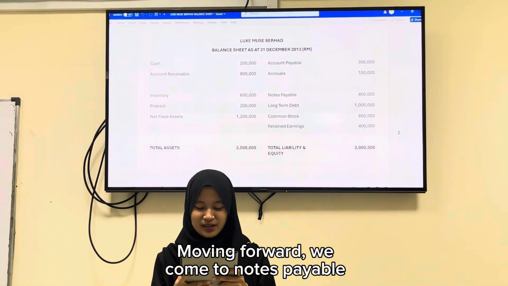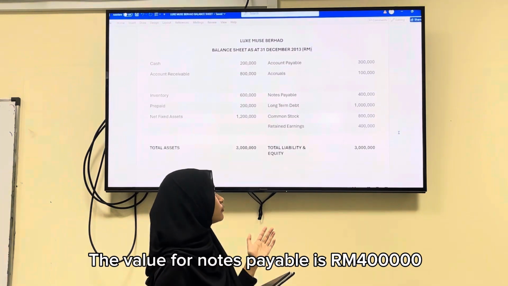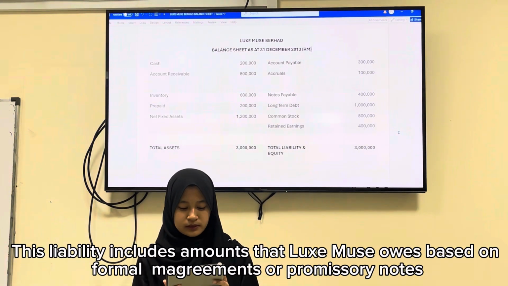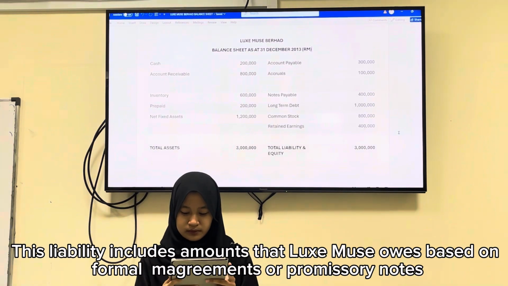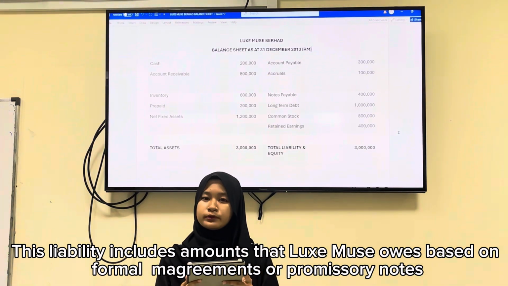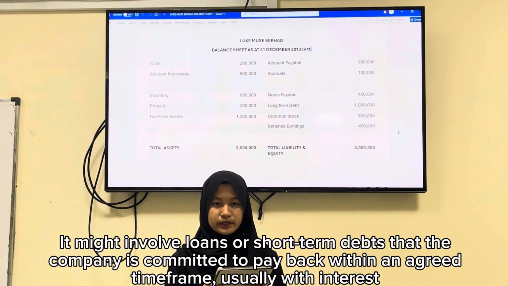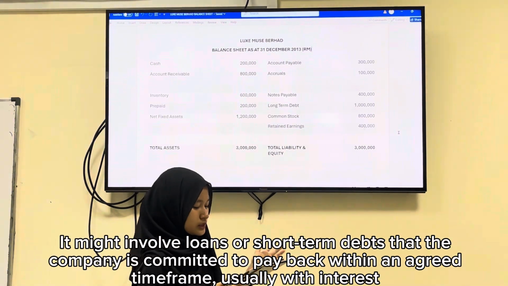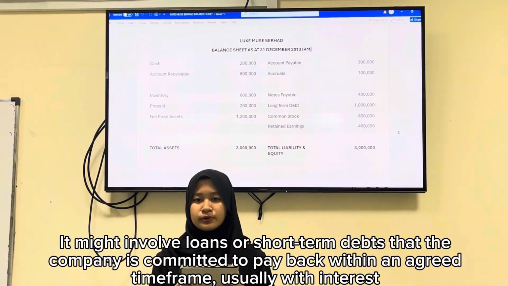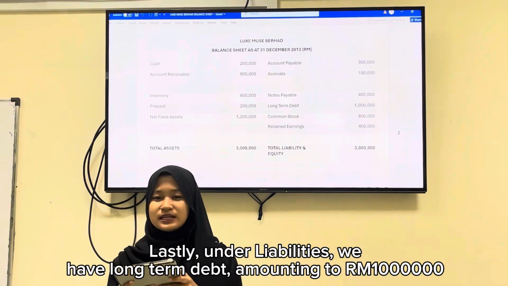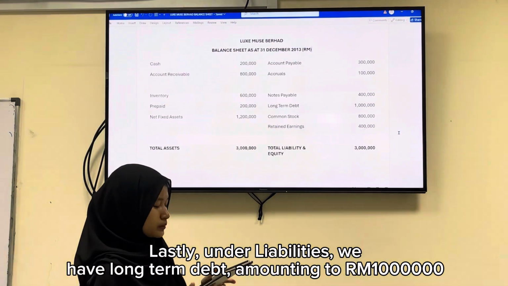Moving forward, we come to notes payable. The value for notes payable is 400,000. This liability includes amounts that Tuxmus owes based on formal agreements or promissory notes. It might involve loans or short-term debts that the company is committed to pay back within an agreed time frame, usually with interest. Lastly, under liabilities, we have long-term debt, which amounts to 1 million.